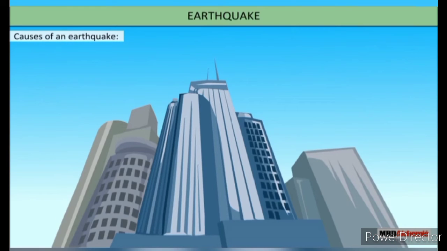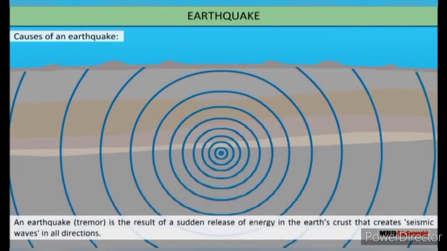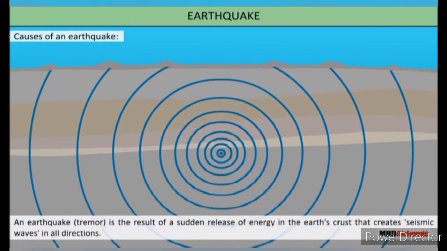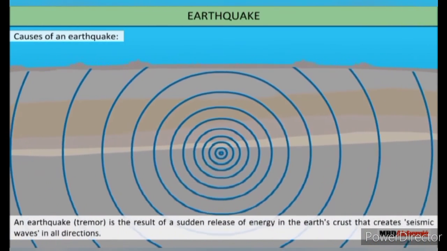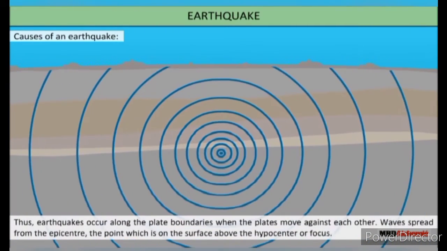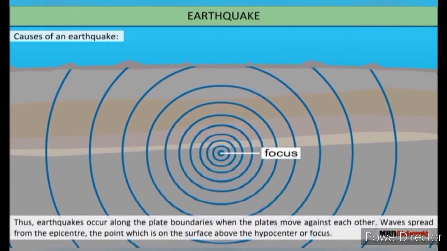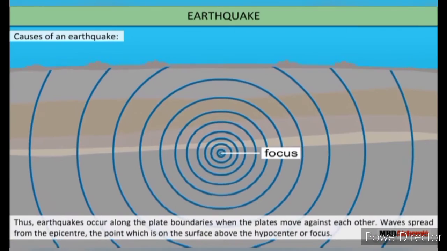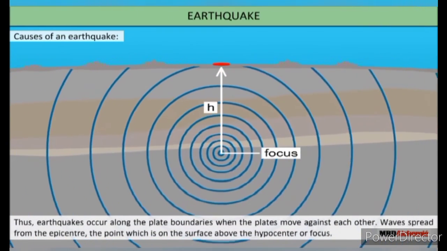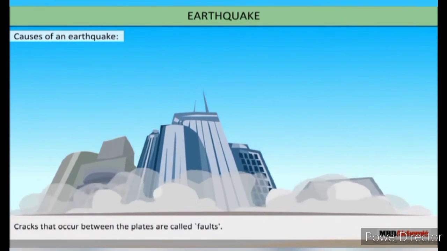Earthquake. Causes of earthquake. An earthquake, or tremor, is the result of a sudden release of energy in the Earth's crust that creates seismic waves in all directions. Thus, earthquakes occur along the plate boundaries when the plates move against each other. Waves spread from the epicenter, the point which is on the surface above the hypocenter or focus. Cracks that occur between plates are called faults.